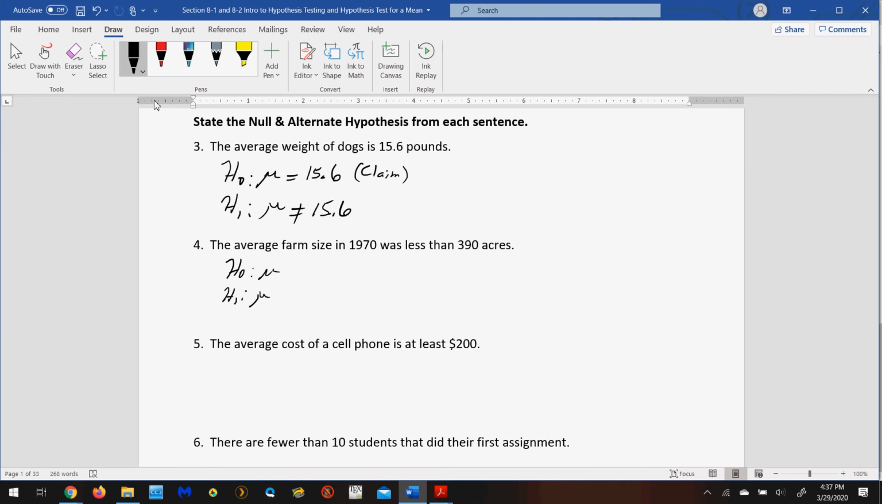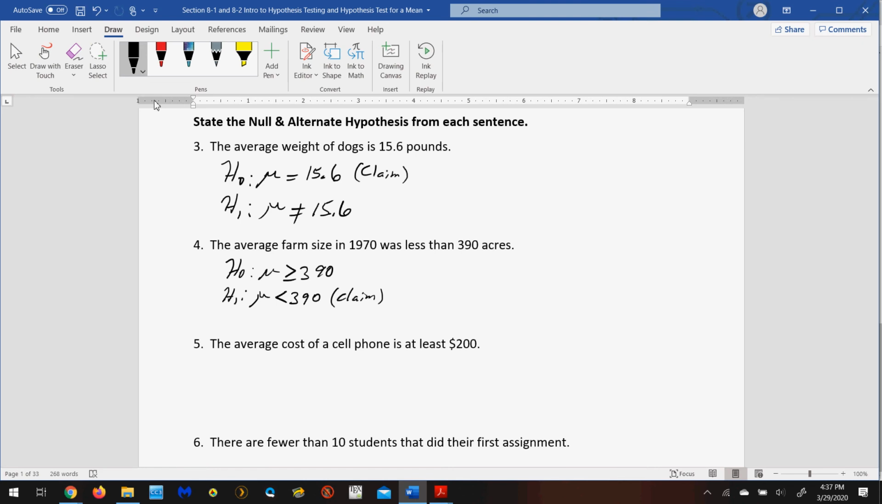Less than has no equal to part, which means it's an alternate. And less than 390. What's the opposite of being less than 390? That's greater than or equal to 390. You notice I'm leaving off the acres, the pounds here. That's okay, because for hypotheses, you just want the numerical value, that's all.